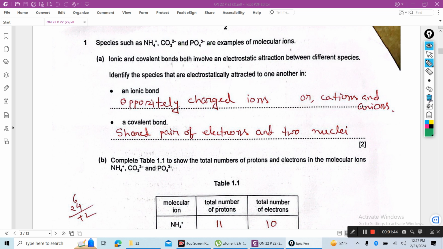In an ionic compound, oppositely charged ions attract each other, or you can write cations and anions. Cations means positive ion, anion means negative ion.